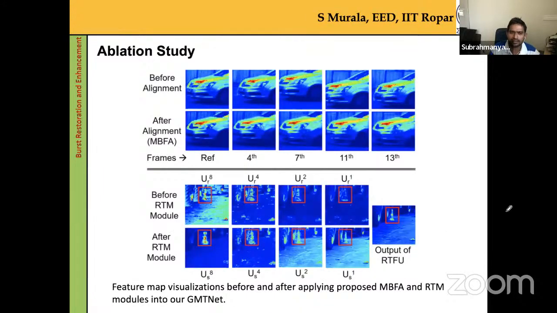Even in the ablation study, we want to show some visual results of how alignment is performing. Before alignment, these are the frames, and after alignment, these are the frames. You can see it better here. Here, this one is restored back to the original reference frame. In the same manner, it is performed for other cases also.